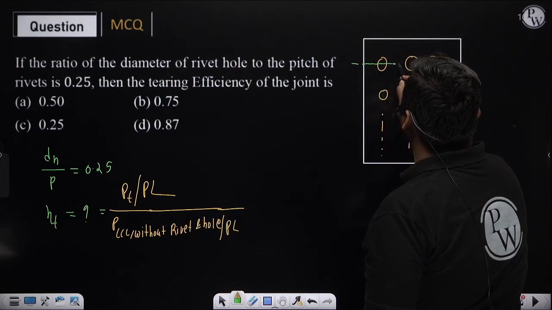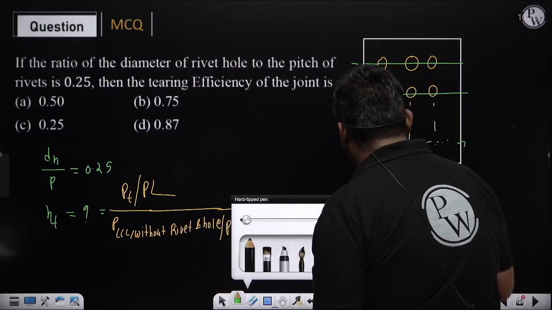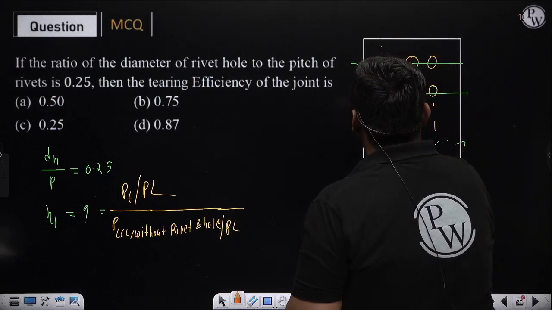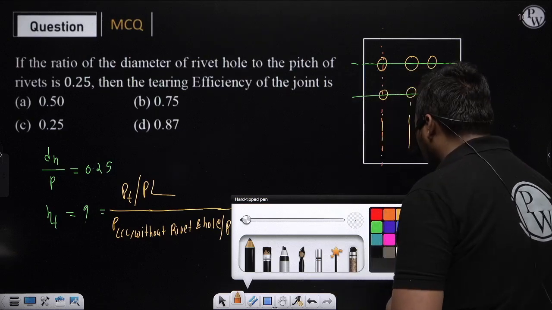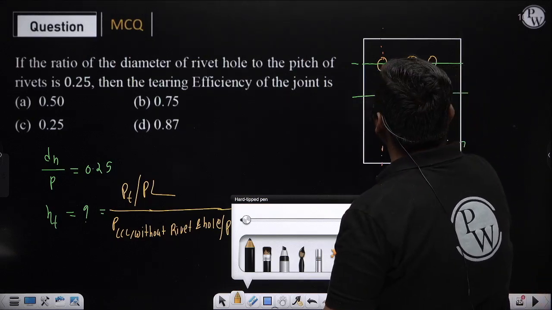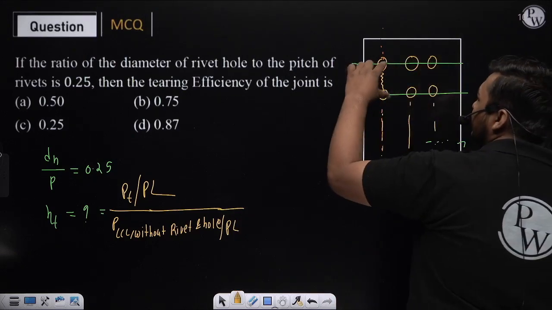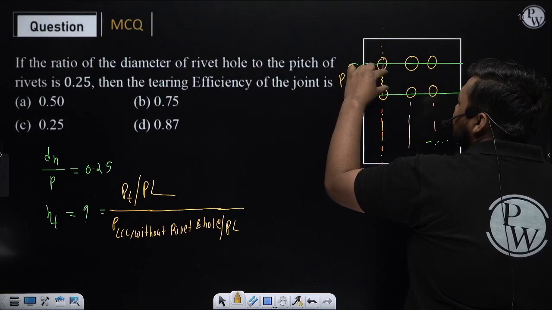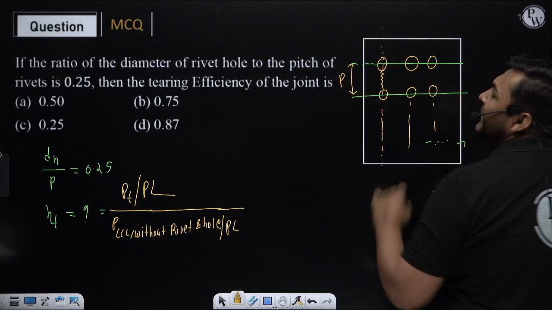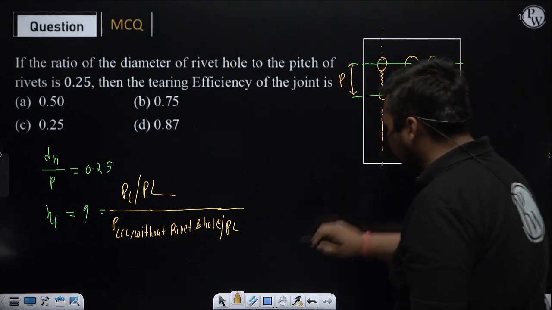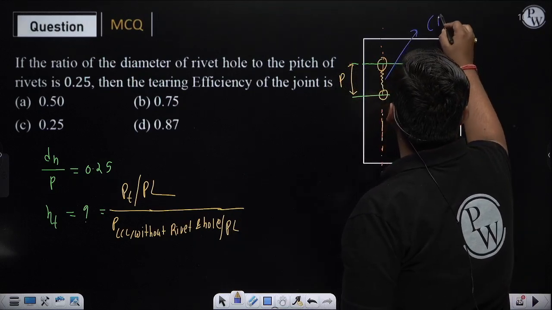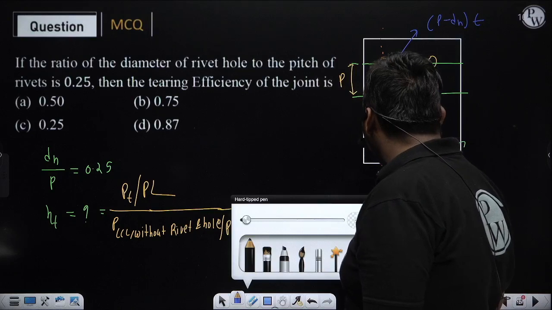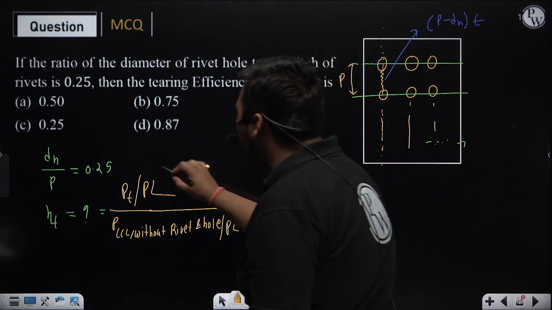In this row, consider one pitch distance. We want to calculate the tearing area per pitch length, not the total tearing area. In one pitch length distance, the effective width of the plate is p minus dh by 2 minus dh by 2, that is, p minus dh, and the thickness of the plate is t. So the tearing area per pitch length will be (p minus dh) into t. It will not depend on how many rows are involved, so the tearing area per pitch length will always be (p minus dh) into t. So what is the expression of the tearing load carrying capacity per pitch length?